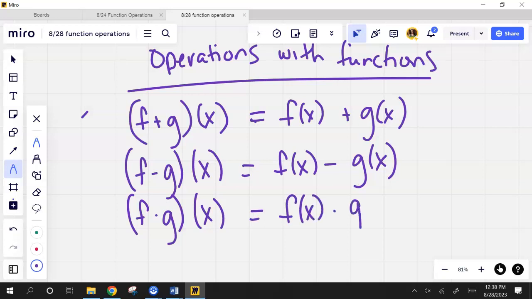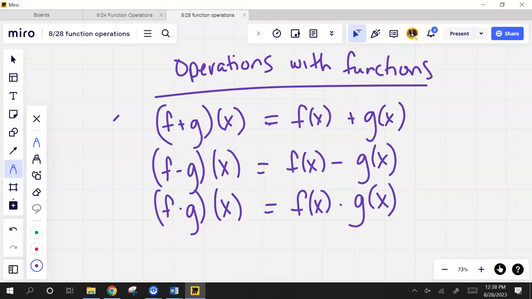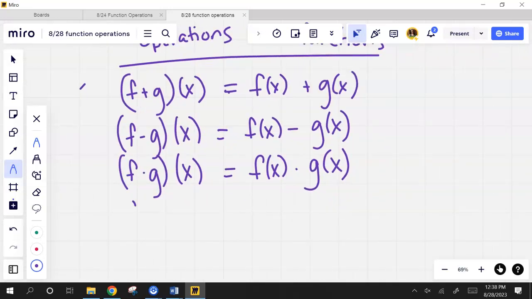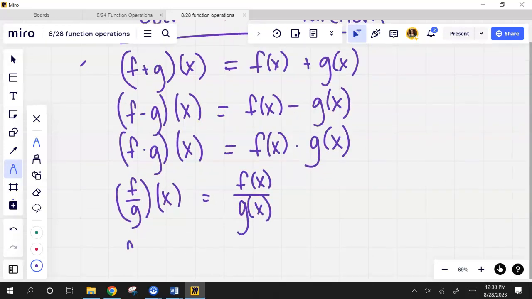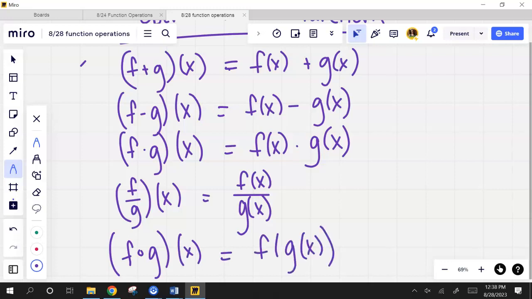We're going to talk about 5 operations: addition, subtraction, multiplication, division, and composition. We did composition last year.